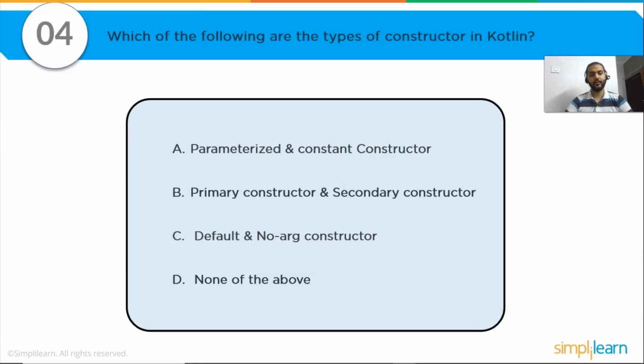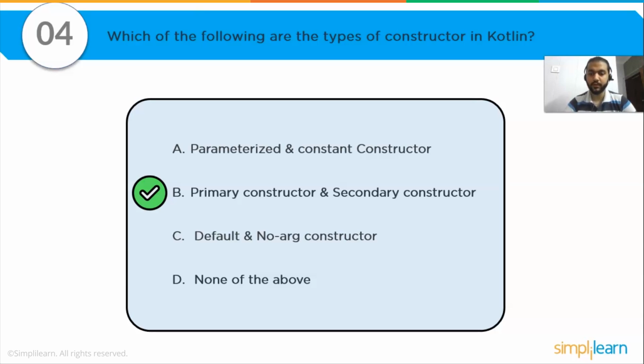You can take your time in figuring out the correct option among these four options, because I'm going to say the correct option. You can pause the video and take your time. So our correct option is option B. Primary constructor and secondary constructor are the types of constructor in Kotlin. So option B is the correct option.